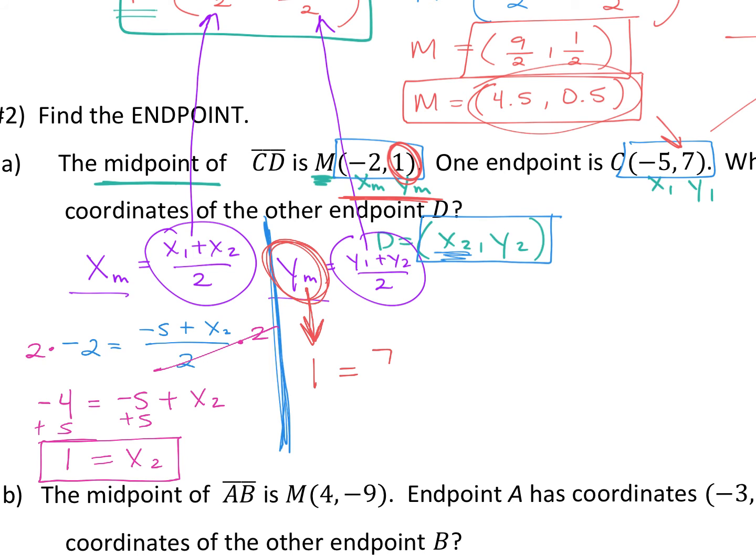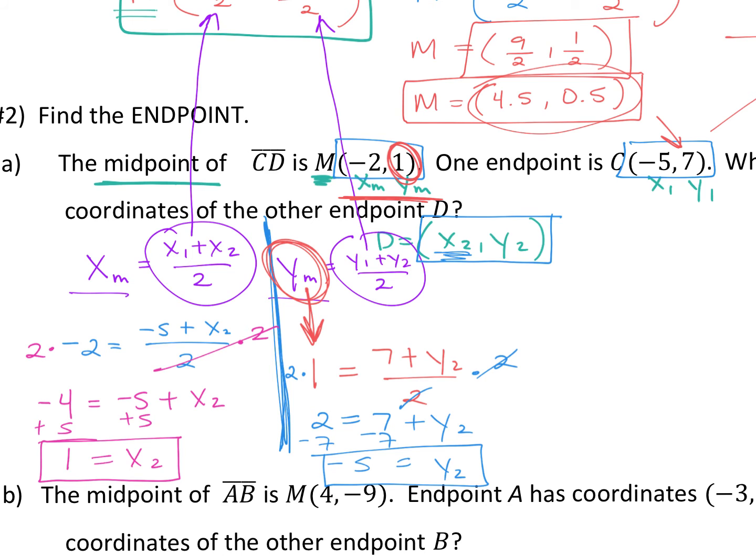So 7 plus, what's y sub 2? It's our unknown, right? It's the one that we're solving for. So we just plug it in as y sub 2 divided by 2. Okay, now from here, we solve just like we solved the other one. We multiply by 2 and multiply by 2. So I get 2 equals 7 plus y2, take away the 7, and I get my y sub 2 is -5.